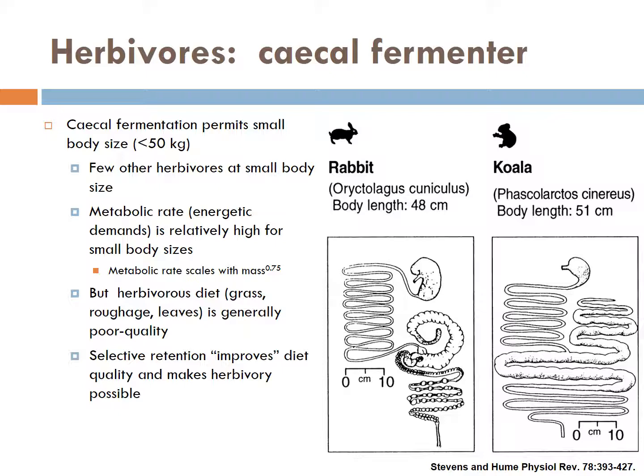The cecal fermenters are able to survive because their selective retention improves diet quality. It makes herbivory possible. They selectively retain the fluid and the fine particles, which are high quality, and excrete the large particles, which are low quality, improving their diet.